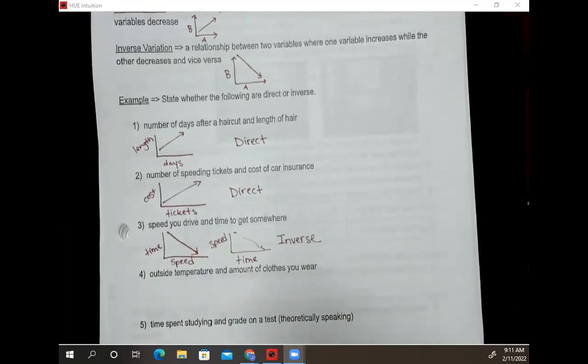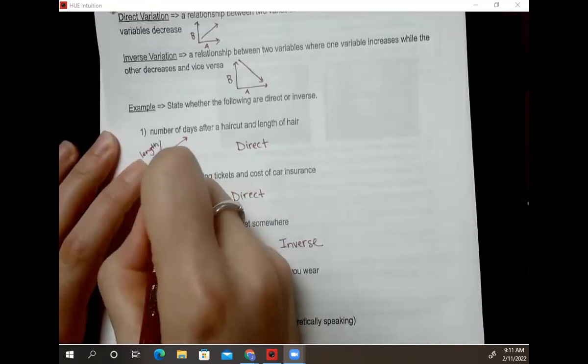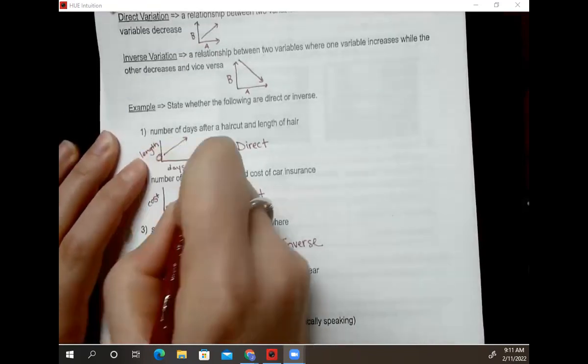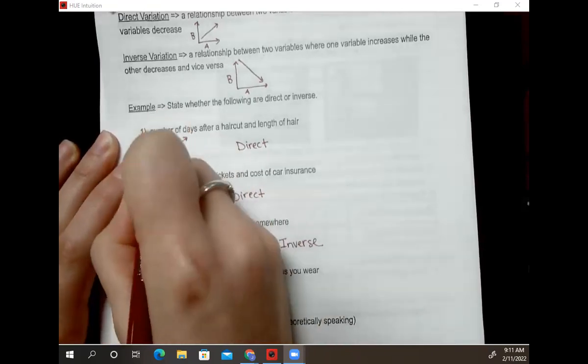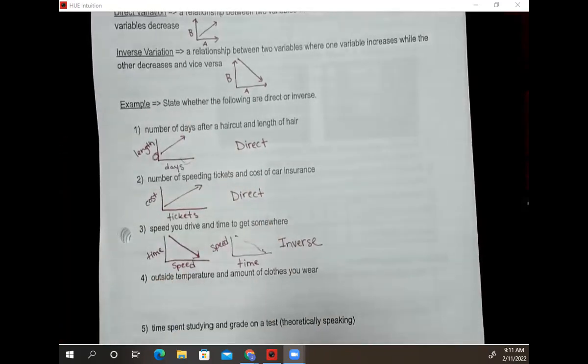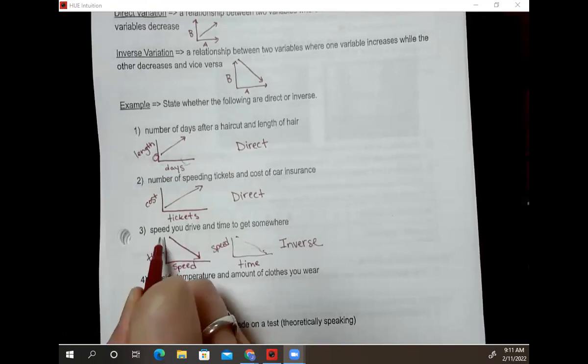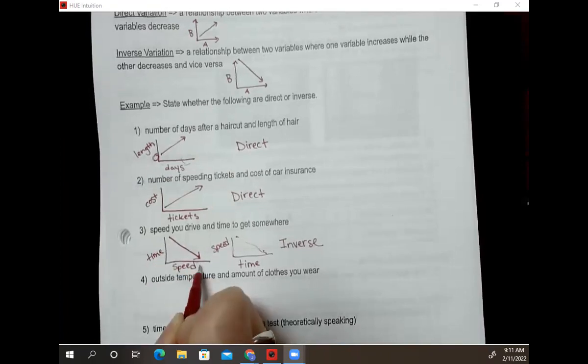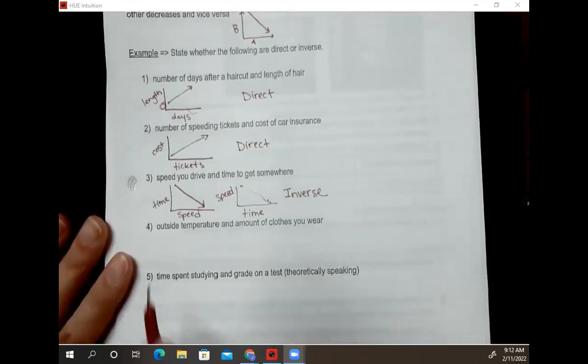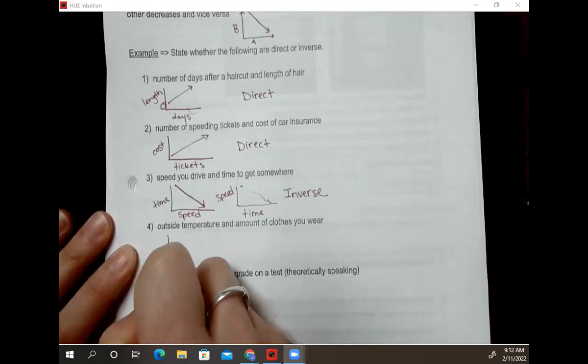So for these first two, can you point out the slope that we're seeing there? We have this positive slope. When these values are low, these values are also low. When these values are high, these values are also high. For number 3, that's the opposite. When these values are low, these values are high. When these values are high, these values are low. So that's inverse variation.